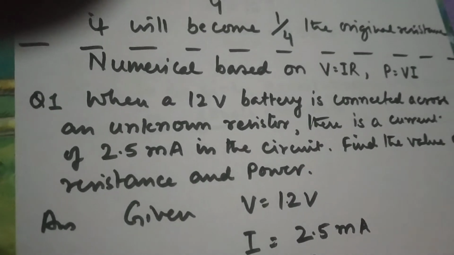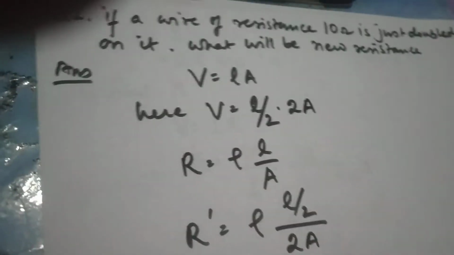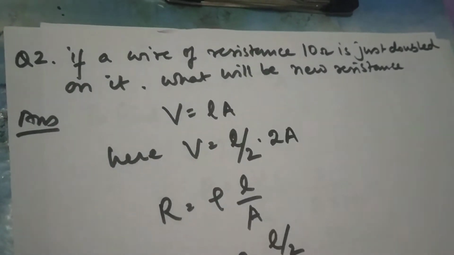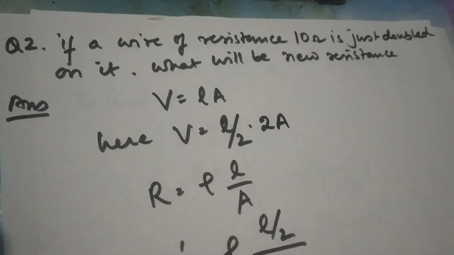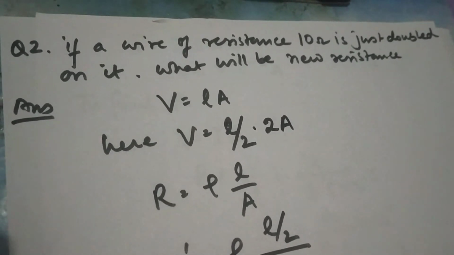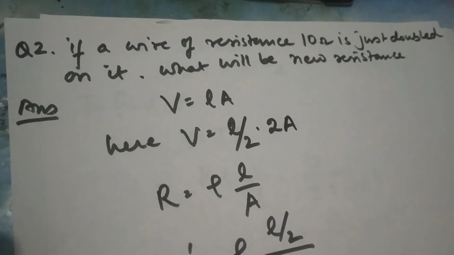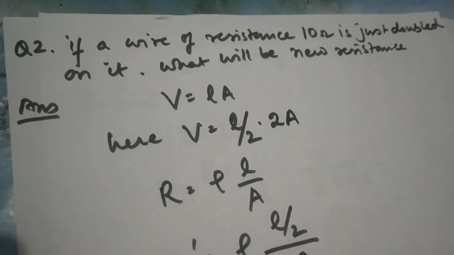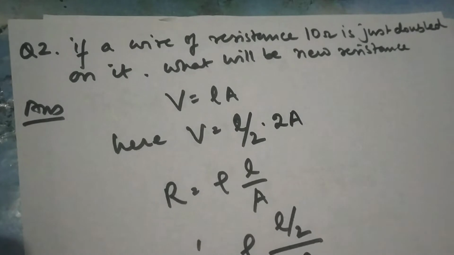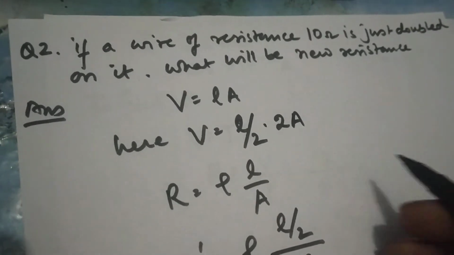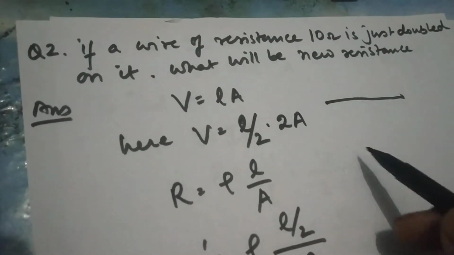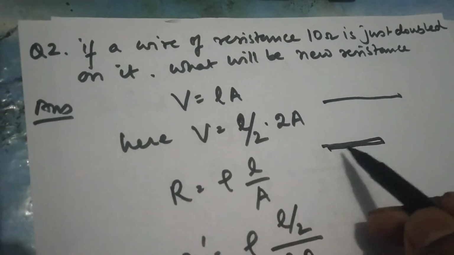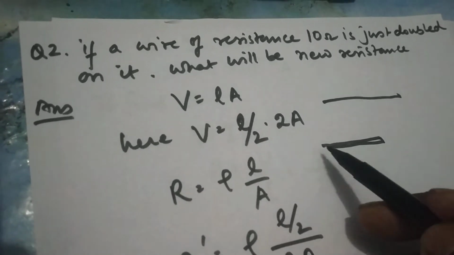So we are taking one more example in a reverse pattern. If a wire of 10 ohm is just doubled on it, what will be the new resistance? It means this is the wire and we have doubled on it, means it is folded. It is a single piece of wire and it is doubled on it.